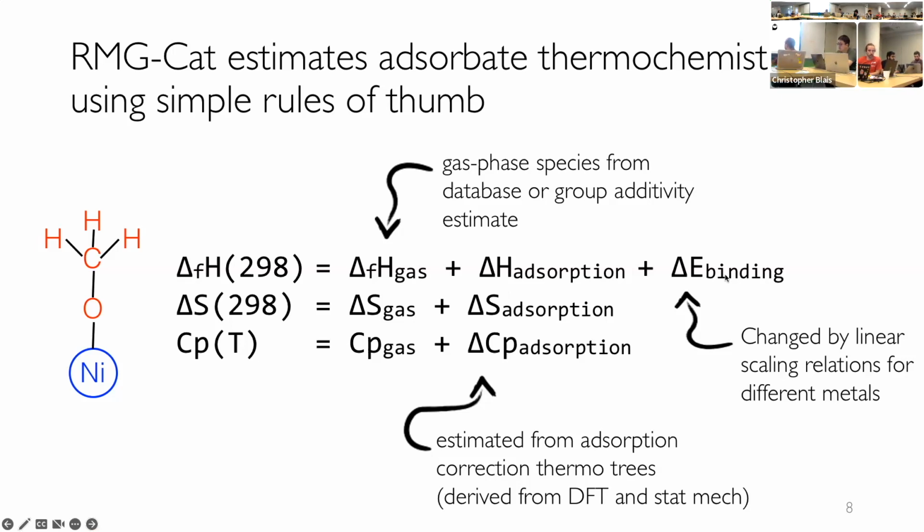This delta binding energy is from linear scaling. So that delta binding energy is going to change based on the metal that you're adsorbing to. So if you have an initial value for, say, CH3 on copper or platinum, and you want to get it on iridium, the delta binding energy will be applied to that metal as you're going from platinum to iridium.